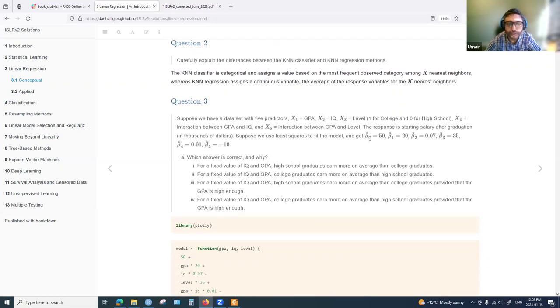All right, so question number three, suppose we have these predictors. X1 is GPA, X2 is IQ, X3 is a qualitative variable with value 1 for college and 0 for high school. X4 is the interaction between GPA and IQ, and X5 is another interaction between GPA and level. And the response is the starting salary after graduation. After fitting the model to the data, we get these coefficient values. There are 4 choices, and they ask which answer is the correct one.